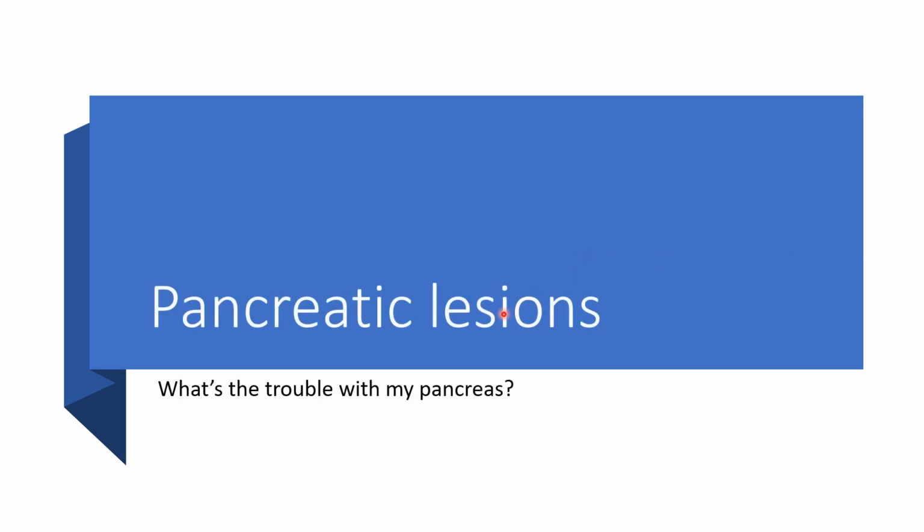Now, pancreatic lesions. What is the trouble with my pancreas? Remember, I said in type 1, by the time a type 1 patient is showing signs and symptoms of diabetes mellitus like DKA, that may be the first reason why they are presenting, 80% of the pancreas must have been destroyed. And in type 2, they have a good pancreas, but there is insulin resistance.